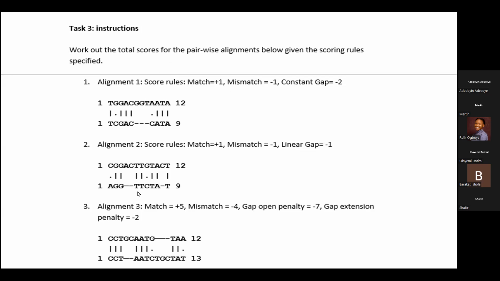Okay. Then for the linear gap, each gap counts as minus 1. So we have minus 1, minus 1, that's minus 2, minus 1, that is minus 3. So we have 7 minus 2 minus 3. That's 5 minus 3, that is 2. So our second answer is 2.